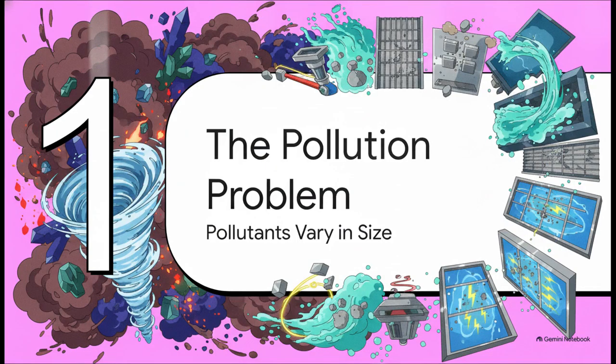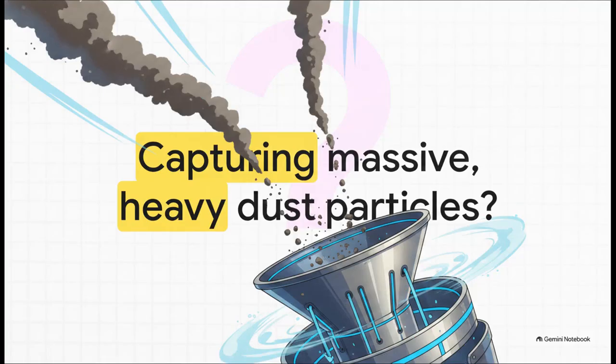Section 1. The pollution problem. So, to understand how we clean industrial exhaust, you first have to recognize that contaminants aren't just uniform. They come in wildly different states and sizes, meaning no single physical force can capture them all. We have to engineer a sequence.